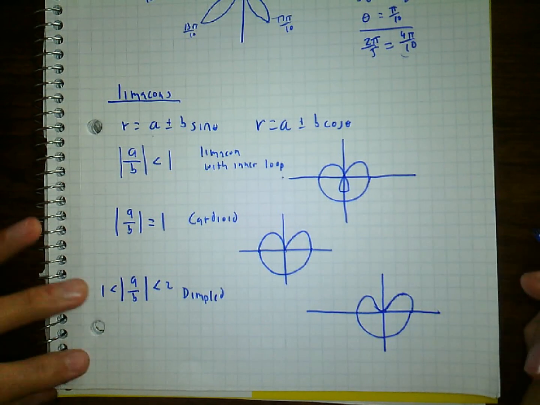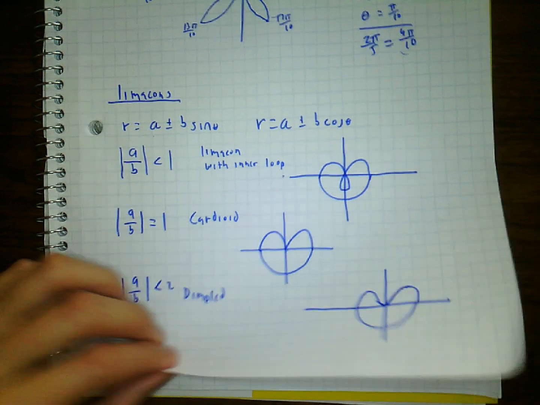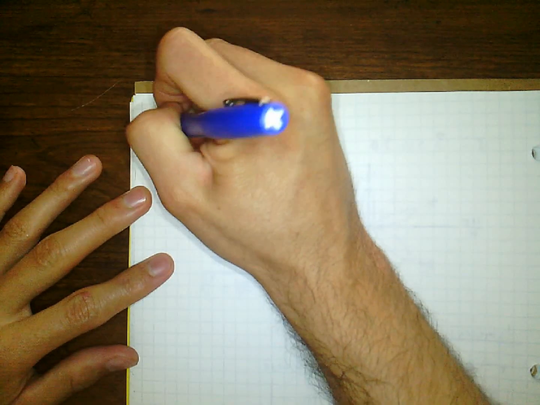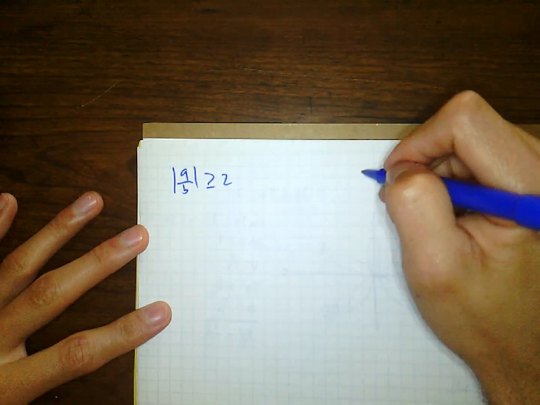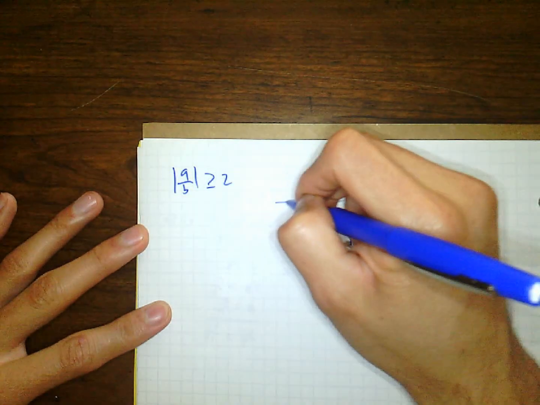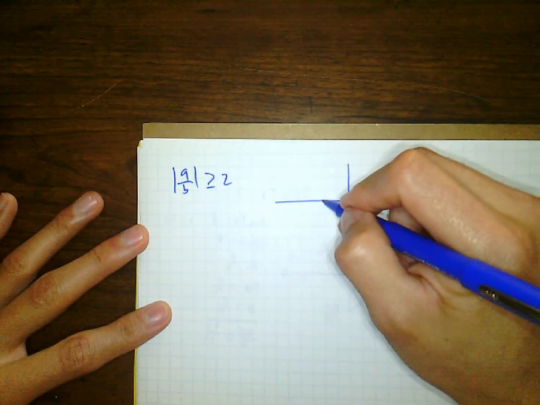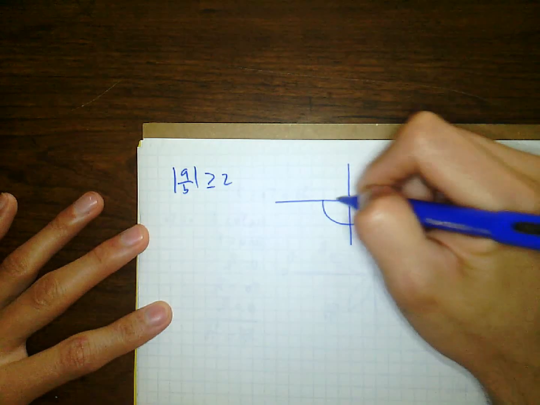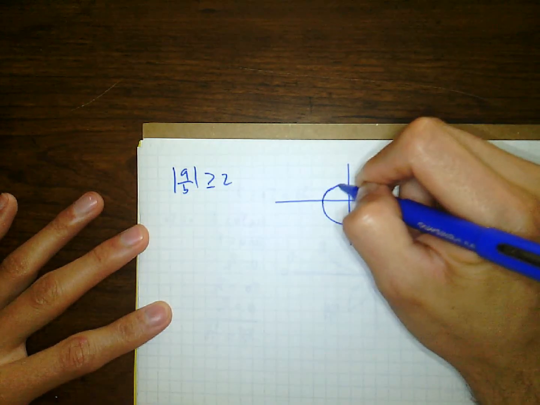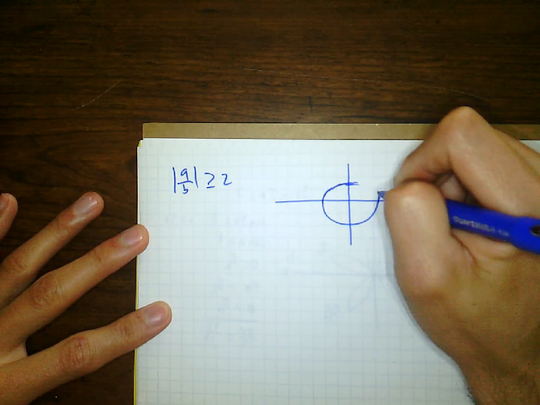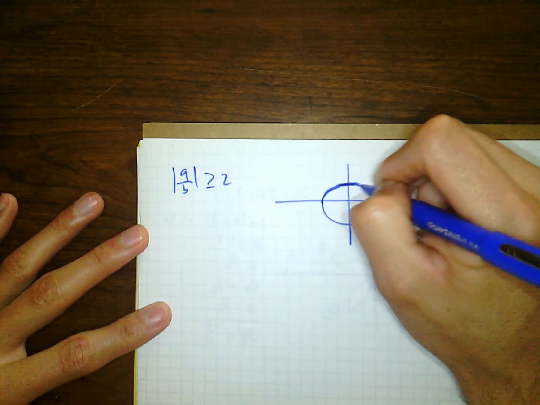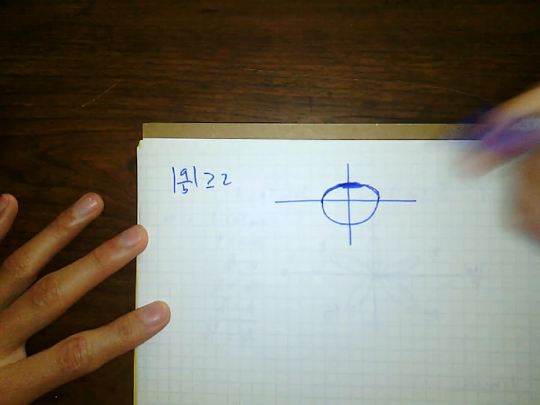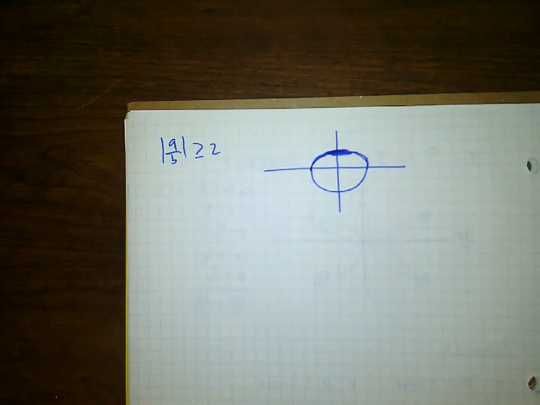Okay? And then the last one, let me go ahead and flip the page. It is going to be when you have the absolute value of a divided by b, and that is actually bigger than or equal to 2. And those look a little funny. They almost look like full circles, but they're not. You kind of start turning a little bit, and it starts to look a little flat up top. It's not quite a circle, so it just kind of looks flat up top. It just continues to turn, and that's what we call a convex limaçon.